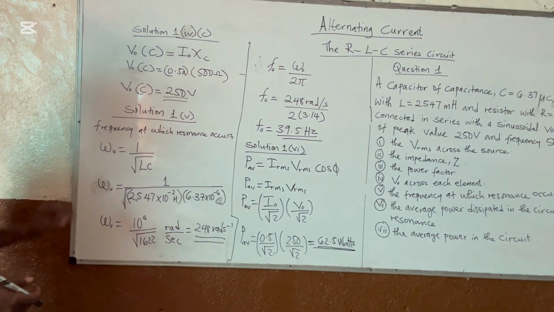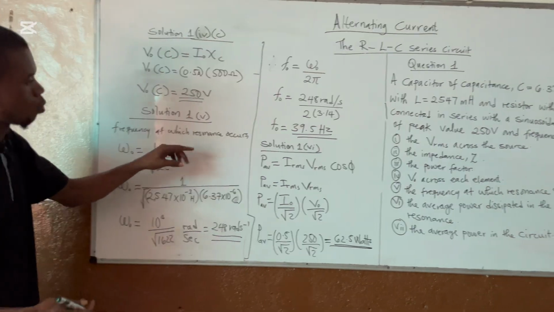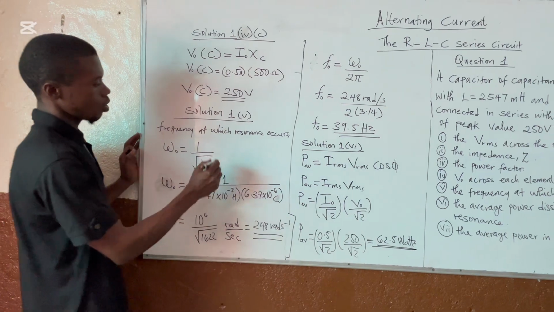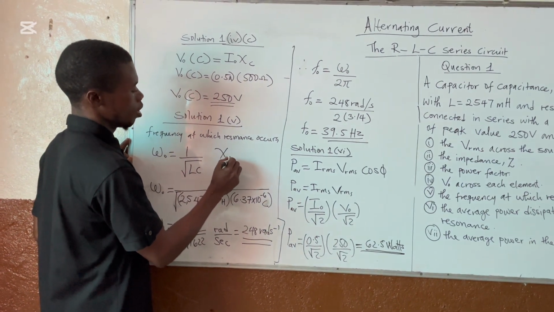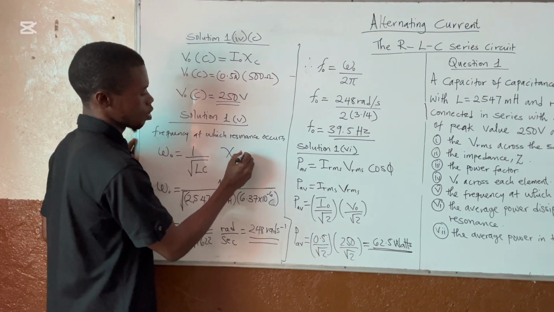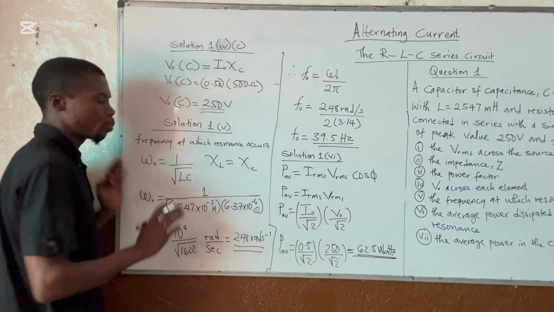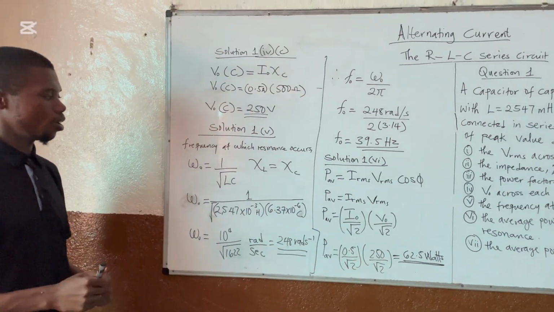So you find the frequency at which resonance occurs. Resonance occurs when the inductive reactance is equal to the capacitive reactance. At that point, we say resonance has occurred.